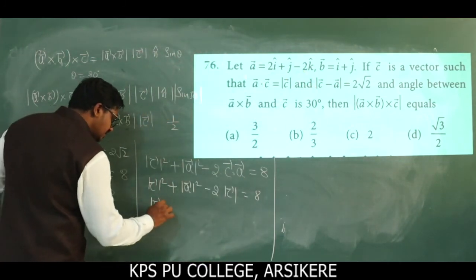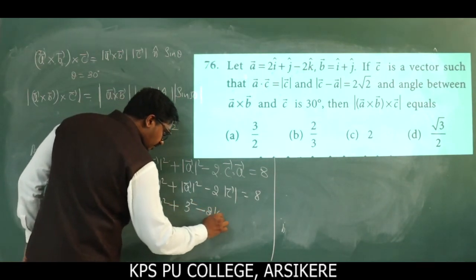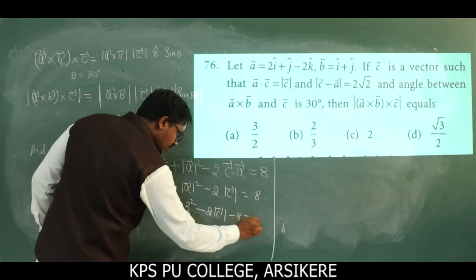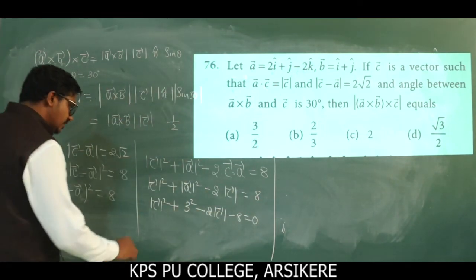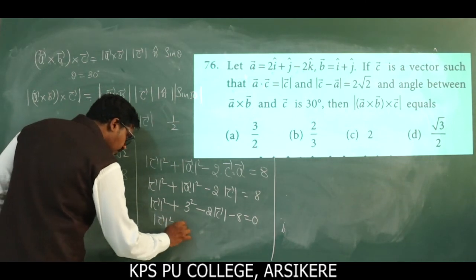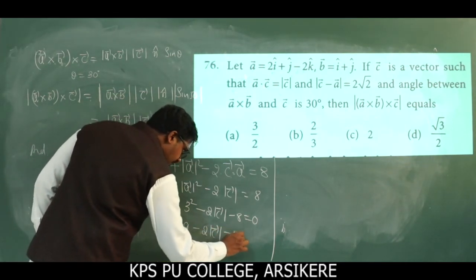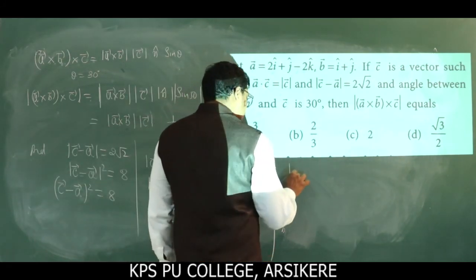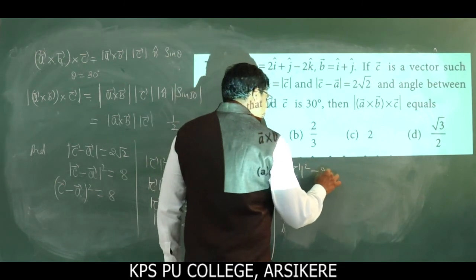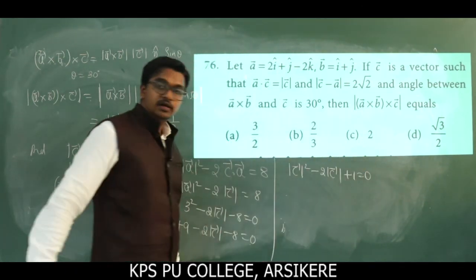So magnitude of vector C whole square plus 3 square minus 2 into magnitude of vector C minus 8 is equal to 0. Take 8 to the left hand side, that becomes minus 8. 3 square is 9. So mod of vector C whole square plus 9 minus 2 into magnitude of vector C minus 8 is equal to 0. 9 minus 8 becomes 1. This is magnitude of vector C whole square minus 2 into magnitude of vector C plus 1 is equal to 0.